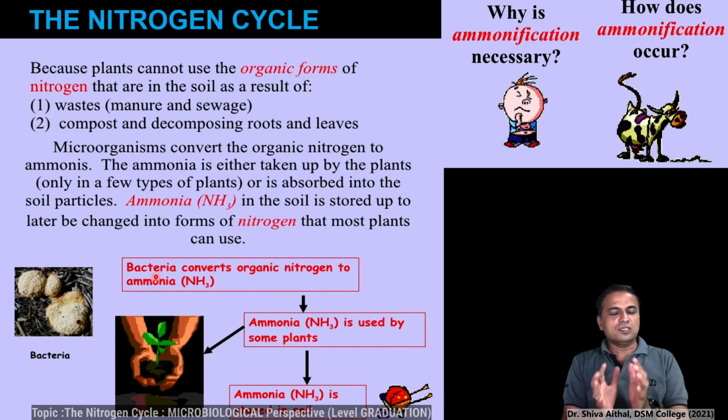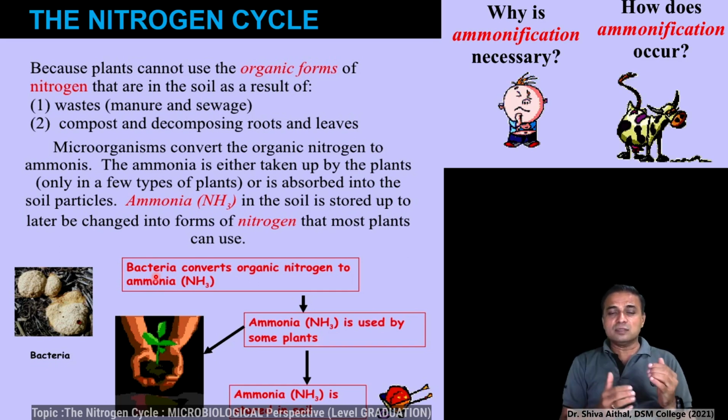Now ammonification is not as simple as it looks on the surface of the earth. It is a complex process. It can be studied from multiple perspectives. Here I am trying to present one of the microbiological perspectives. Plants cannot utilize the organic forms of nitrogen which are present in the soil as a result of waste or compost decomposition, the sludge and the sewage which is added, dead and decaying matter. These all get converted into organic matter which becomes the soil organic matter, or the SOM.